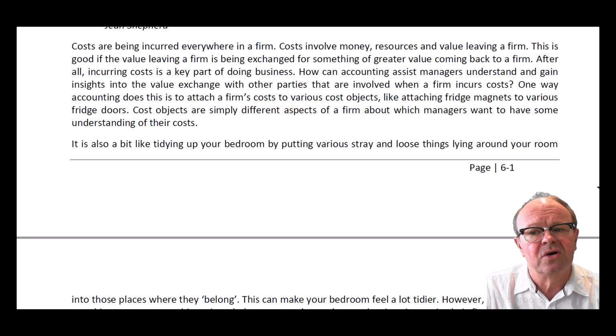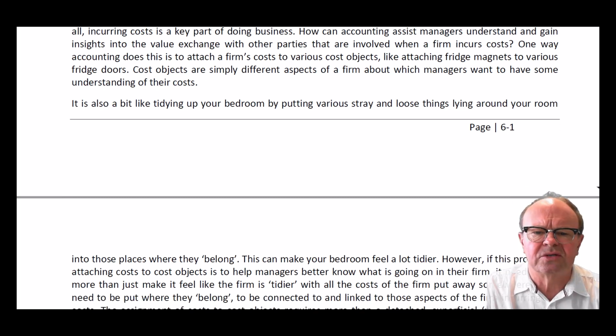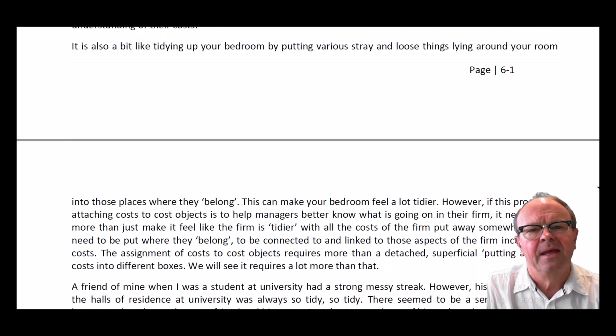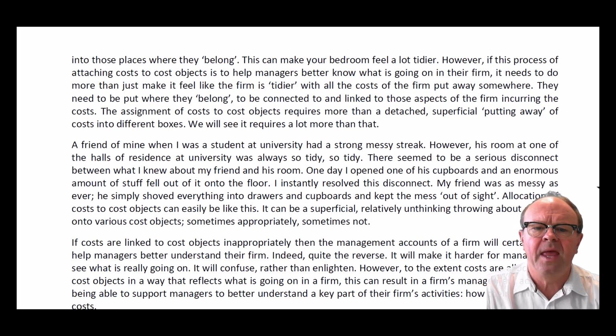One way accounting does this is to attach a firm's costs to various cost objects, like attaching fridge magnets to various fridge doors. Cost objects are simply different aspects of a firm about which managers want to have some understanding of their costs. It is also a bit like tidying up your bedroom by putting various stray and loose things lying around your room into those places where they belong. This can make your bedroom feel a lot tidier.